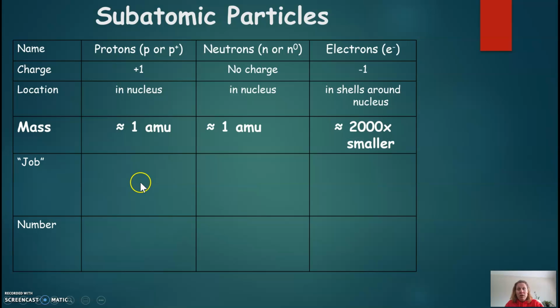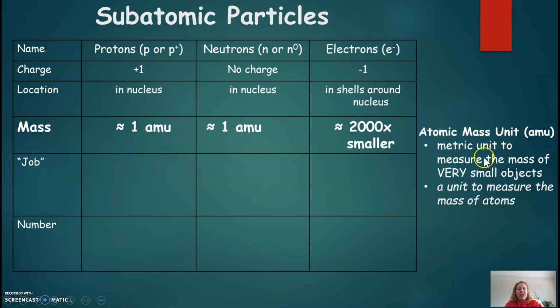Okay, what are their jobs? This is the most important thing. That's a lie. The mass. So if all the mass is in the nucleus, that means protons and neutrons weigh 1 AMU. We talked about that with the mole worksheet, but an AMU is called an atomic mass unit. It's just a metric unit for small objects. Essentially, it's the mass of a proton and a neutron, but they just use it to measure the mass of a single atom. And electrons are 2,000 times smaller. So, that's why the nucleus makes up most of the mass, because here's your mass, and then 2,000 times smaller. It doesn't really matter.